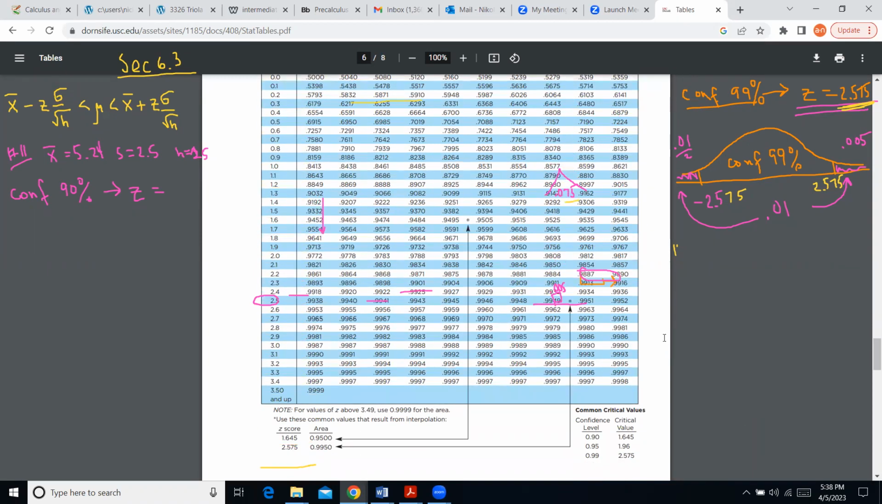So for 90% level of confidence, I got 1.645. Okay, 1.645 is what I take, just like we did on the quiz last time. And please notice that now I can plug these numbers into my formula. There are 4 numbers here.